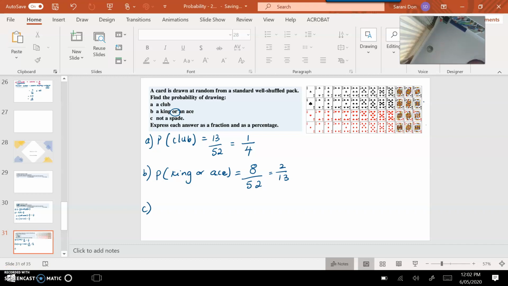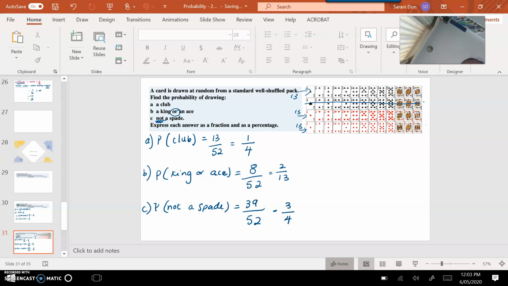Part C, not a spade. So that's the key word here, not. That means we're eliminating all this and we're looking at that, that, and that. Remember there's 13 in each one. So you would write probability of not a spade, which in this case is 39. 13 plus 13 plus 13 is 39 out of 52. I can simplify that to 3 over 4.